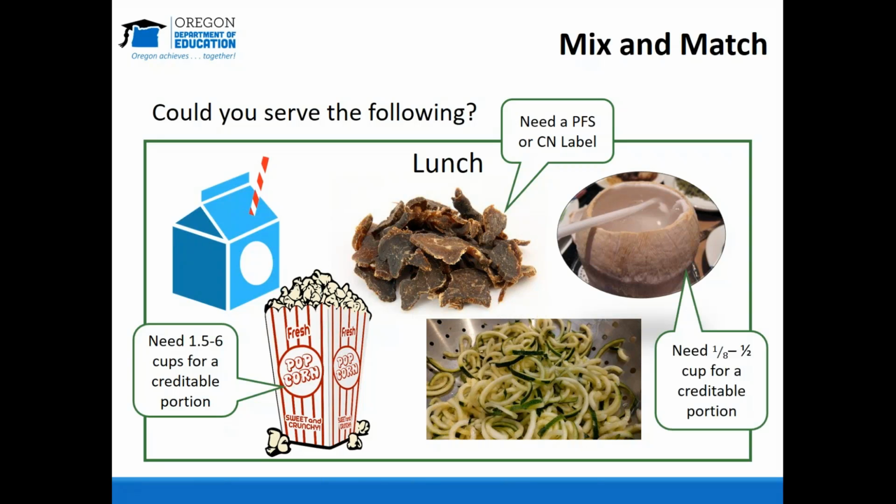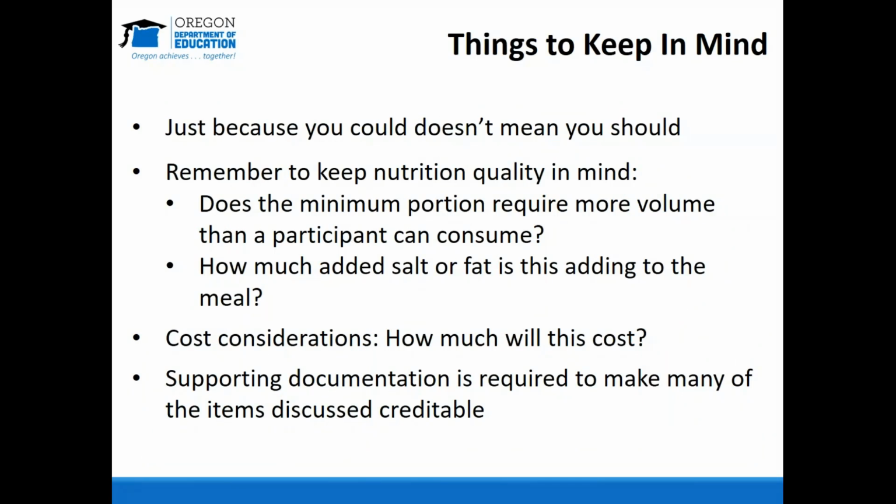And finally, if you're serving coconut juice, make sure that it is measured, especially if it comes in one of those whole coconuts. The minimum portion size is 1/8 cup for children 1 to 2 years old, 1/4 cup for children ages 3 to 18, and 1/2 cup for adults who are served. So those are things to keep in mind when you are developing your menus. And all of this is to say, just because you could doesn't mean you should.